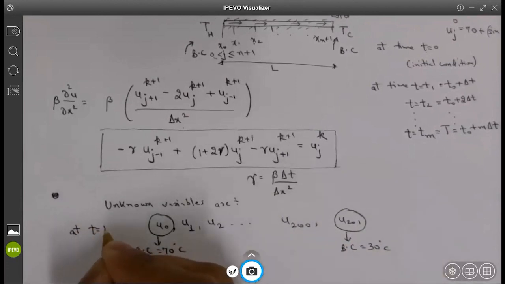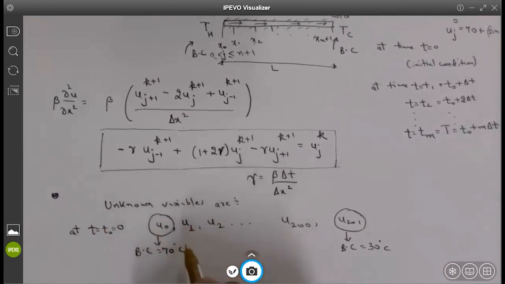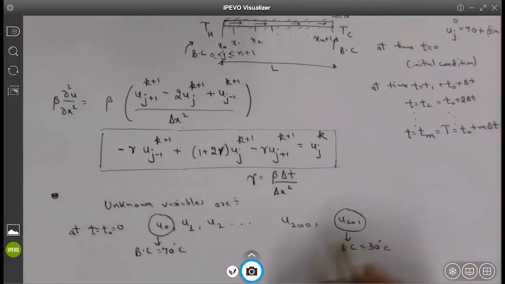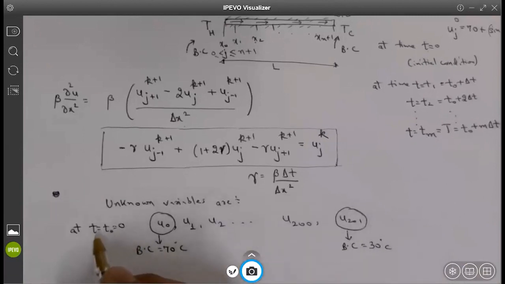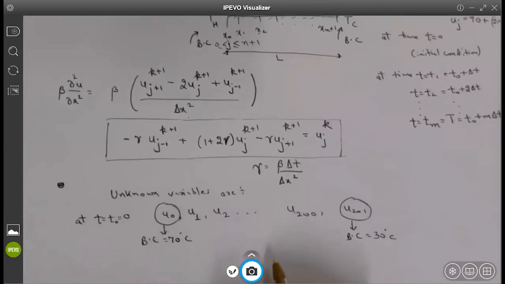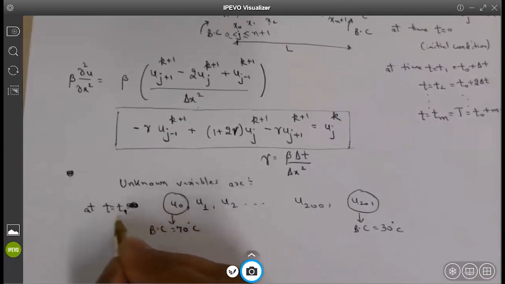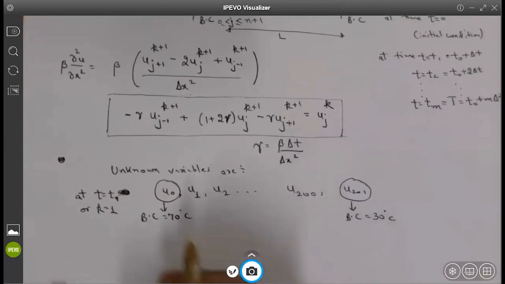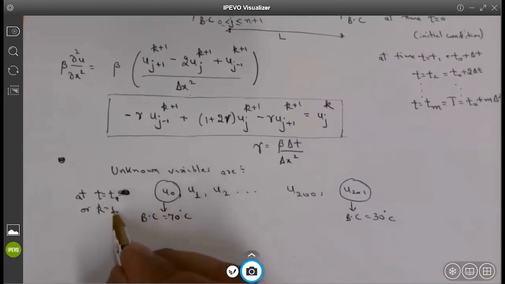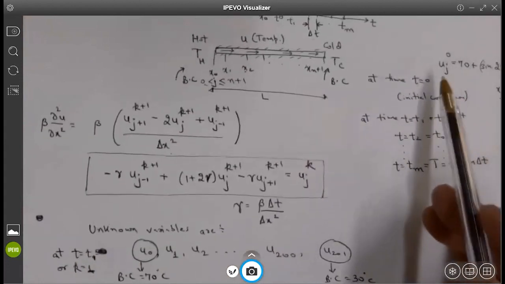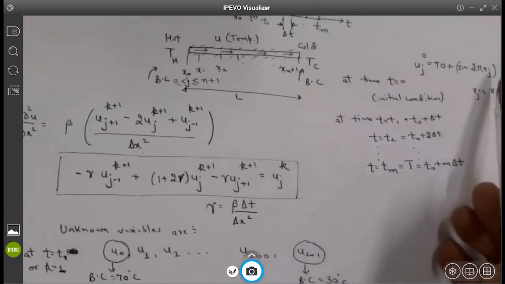At t equals t naught equals 0 seconds. So basically this is for k equals, let me say, t equals t1 or k equals 1. So we start with k equals 1 because k equals 0 corresponds to your initial conditions that are already given to you.